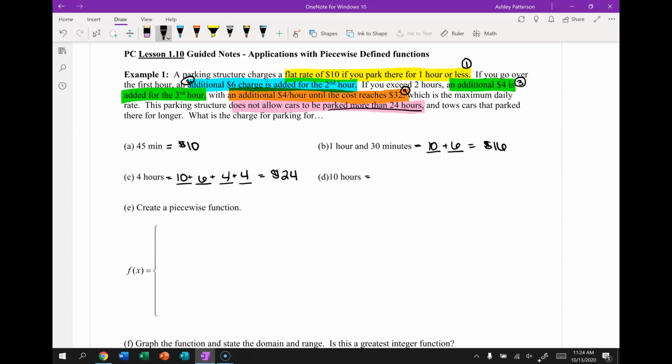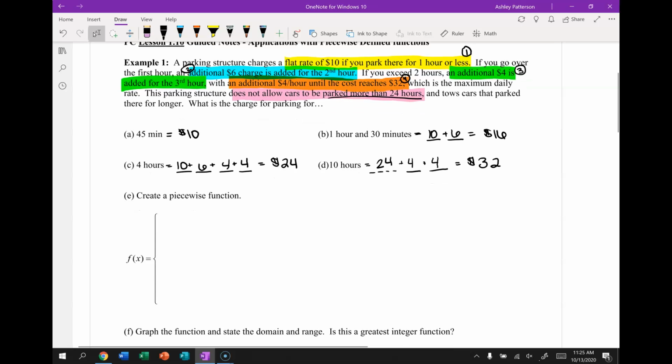The 10 hours, well, we know that we've already paid $24 for the first 4 hours, right? So I'm going to say 1, 2, 3, 4, so I remember. And then 5, 6. Wait a second. It's $4 for every additional hour. If I can max out at $32, I'm at that $32 just for parking for 6 hours. So if I'm there for 10 hours, I pay $32.